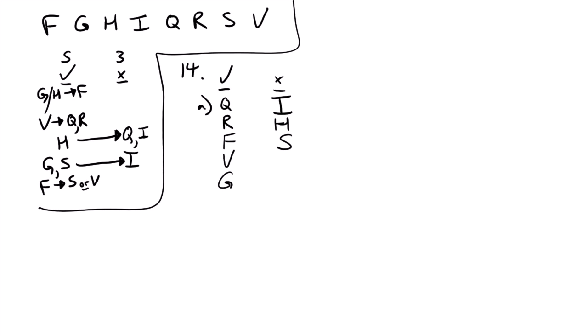So let's look at B. Could S and G have been in here? Well, let's see.